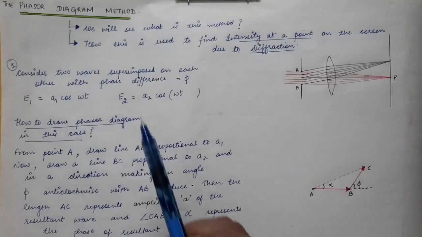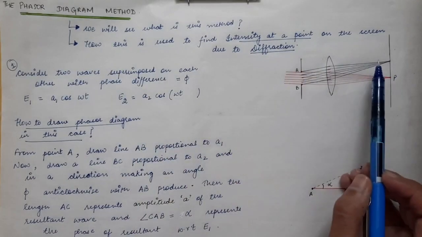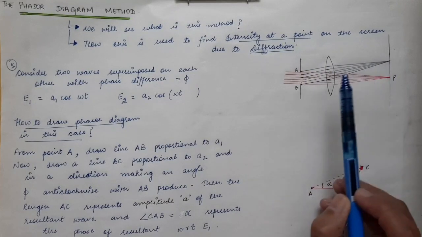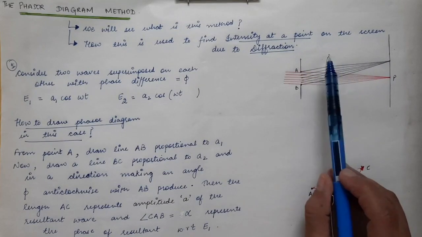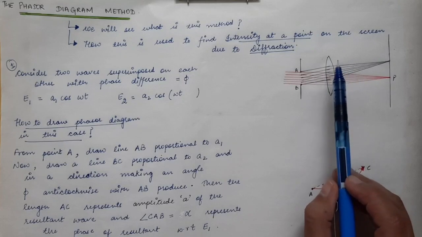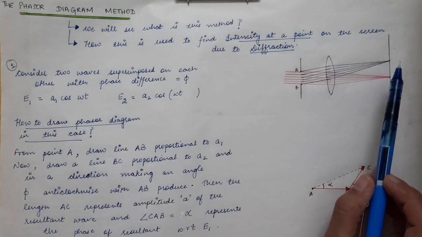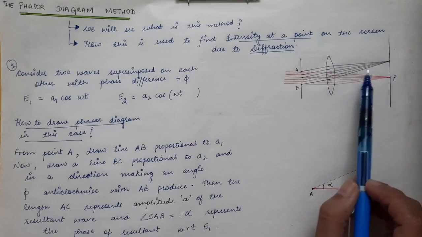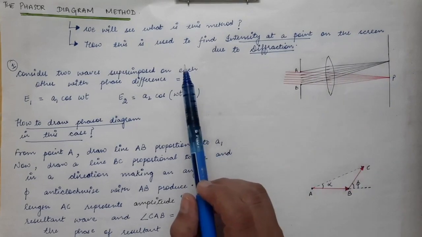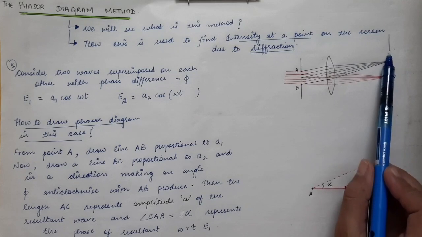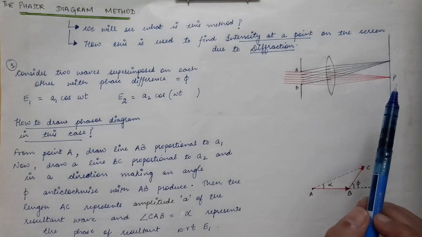Now we are going to see how we find the intensity at a particular point on the screen due to diffraction. We have been studying diffraction and we saw the various conditions to obtain maxima and minima on the screen due to the process of diffraction. So first of all, we are going to see how we obtain the formula of intensity at a particular point on the screen.